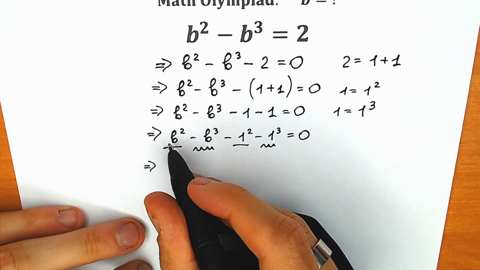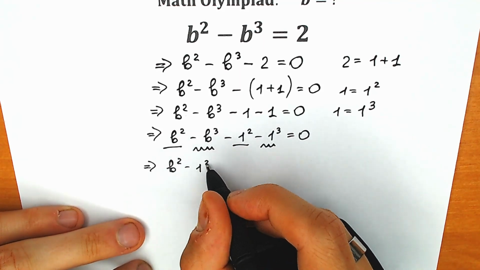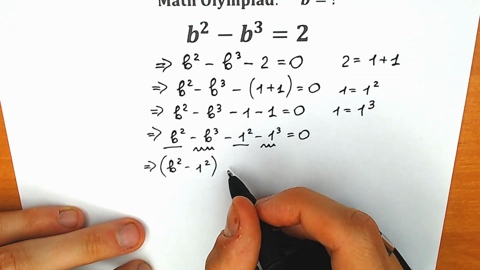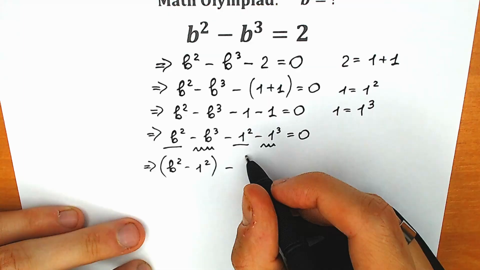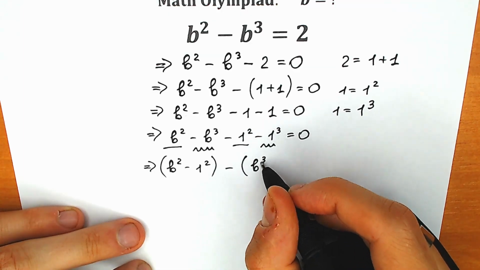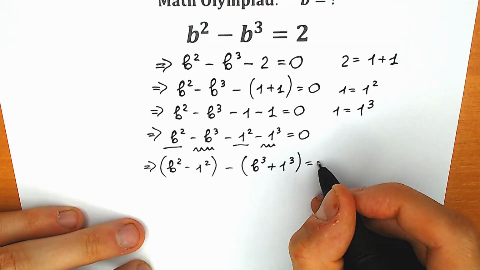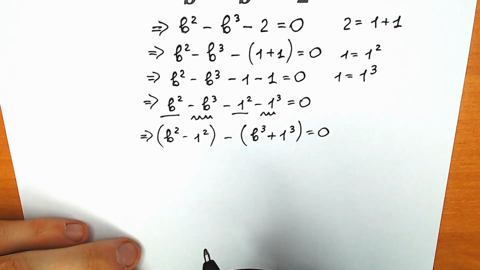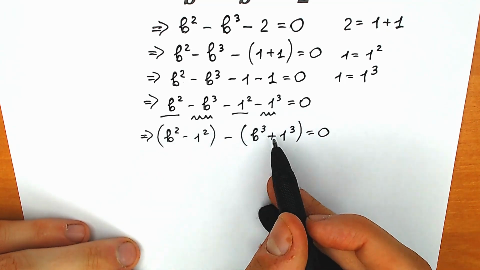First of all, our squares: b square minus 1 square, so b squared minus 1 square in parentheses, of course. And we have the second expression: minus our cubes, b cubed, but plus 1 cube, because we write it in parentheses. So we have b cubed plus 1 cube equal to 0. I really hope you understand this part. Right now let's look closely. What do we have? We have a difference of 2 squares and we have a sum of 2 cubes.